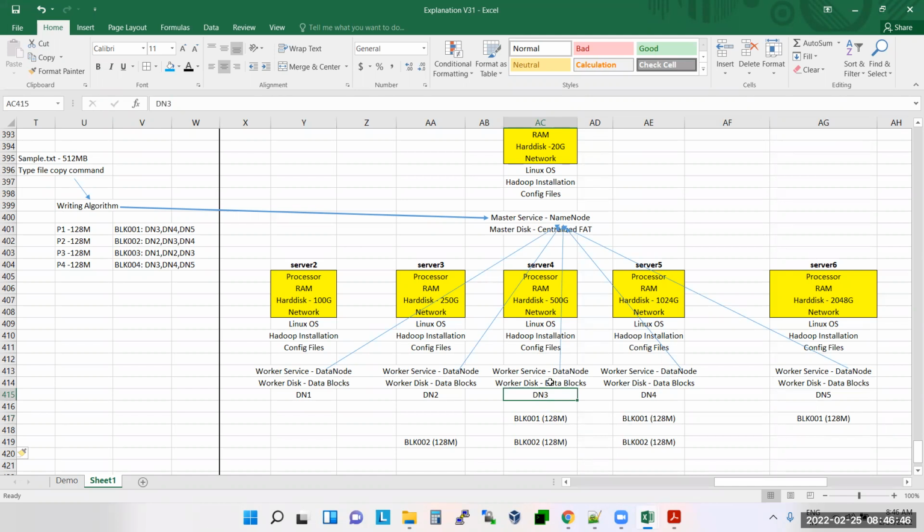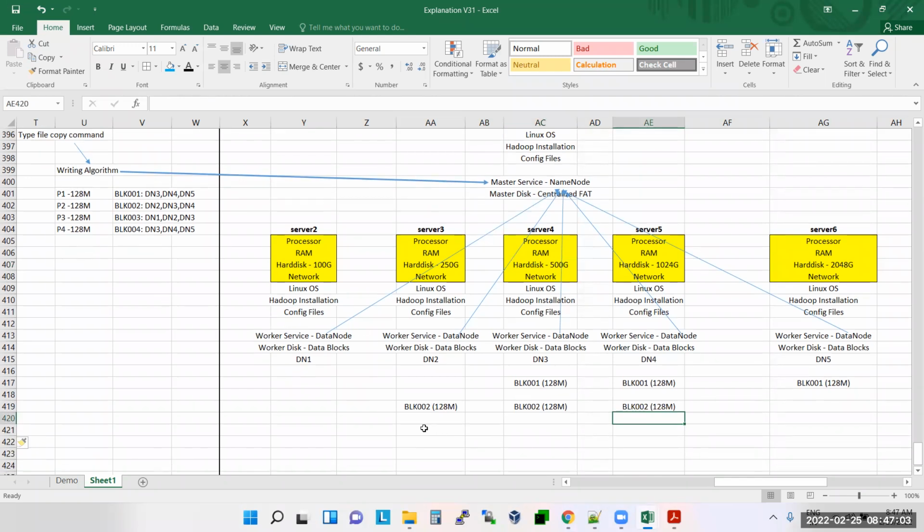Now each data node service will write into its respective hard disk. Clear? Okay. So now block 2 is written in data node 2, data node 3, data node 4. Now block 3 is written in data node 1, 2, 3. So BLK003 of 128 MB is written in 1, 2, 3. Okay, BLK 4.